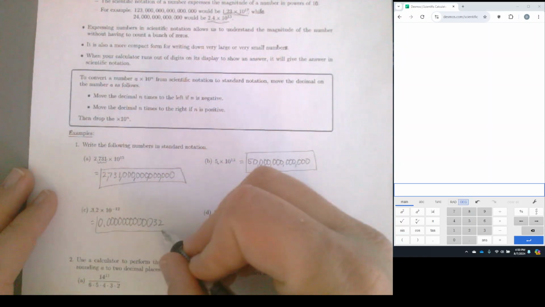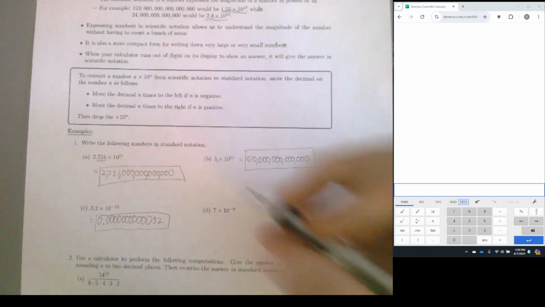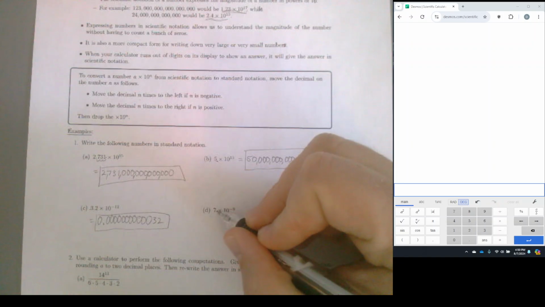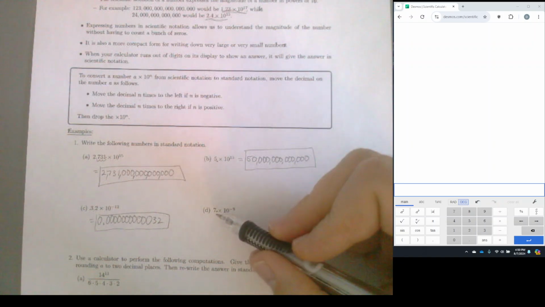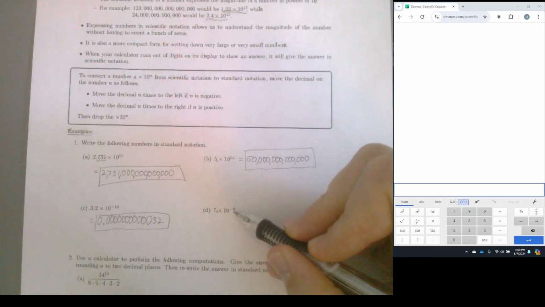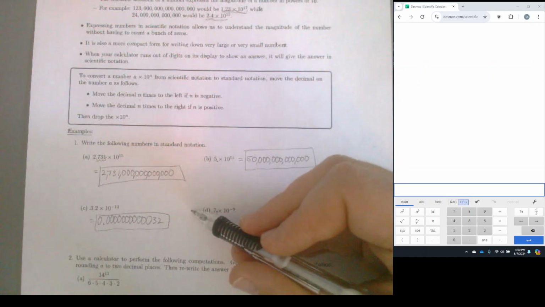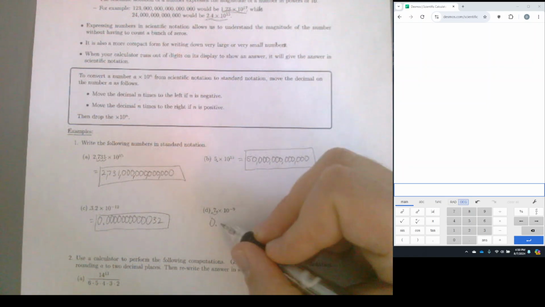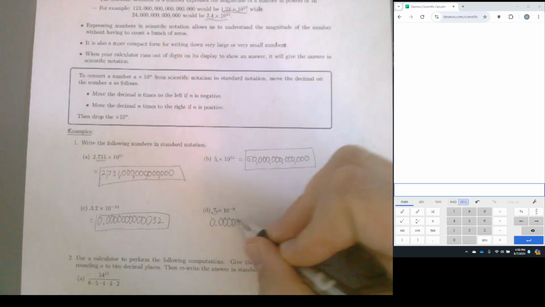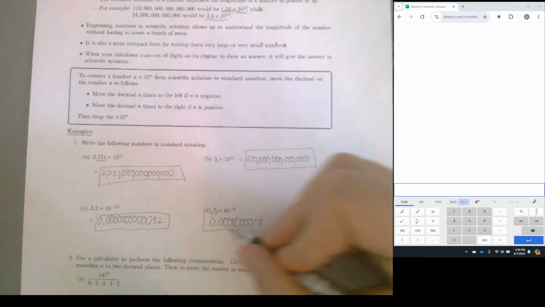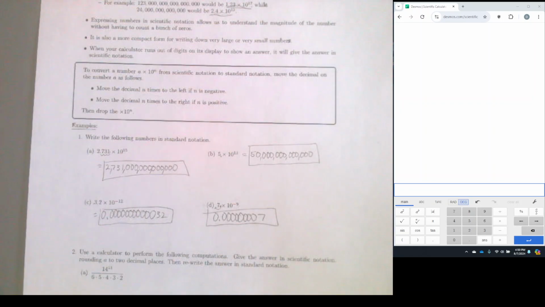Similarly with this number here, again, there's not a decimal point written, but it's assumed, right? 7 is the same as 7.0. And if I take that decimal point and move it 9 times to the left, I'm going to move it once, and then I need to move it 8 more times. So I'm going to get 8 zeros, and then a 7, right? So this is how scientific notation works.